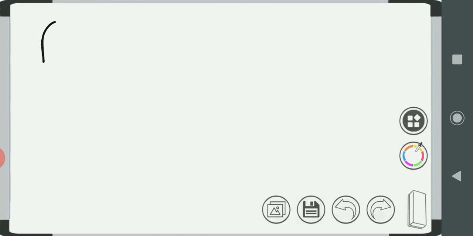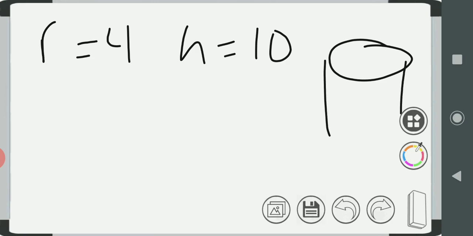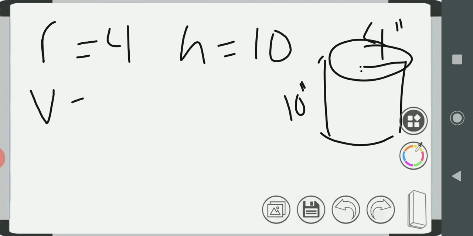Remembering our radius was 4, our height was 10, because here was our can. We found that the radius is 4 inches. Do you love that radius? That's very good drawing, I know. So volume equals pi times r squared times height.